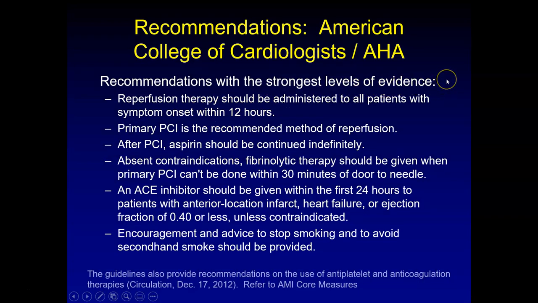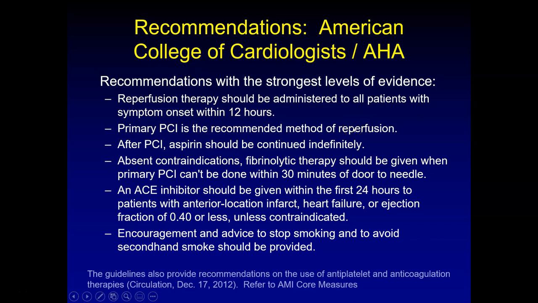So we have quite a bit of information here. Let me simplify it, okay? Reperfusion therapy, all patients within 12 hours of onset. Okay, got it. Primary treatment for any AMI, PCI, straight to the door.